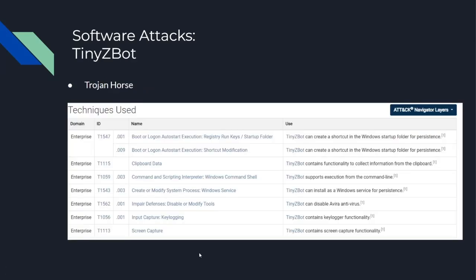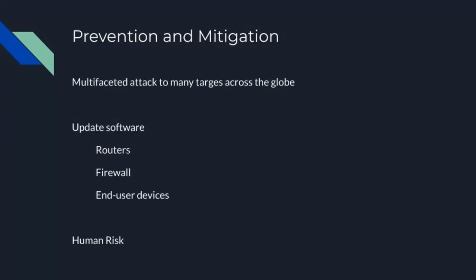TinyZbot was the main malware that they used, and it's a Trojan horse virus. It can collect information from the clipboard, so it can see anything you copy and paste. It's a keylogger, so it can see what you type, and it can also take screenshots, so it can see your screen as well. As mentioned earlier, Operation Cleaver was multifaceted with many targets across the globe.